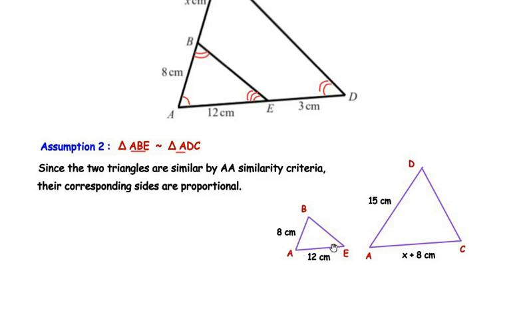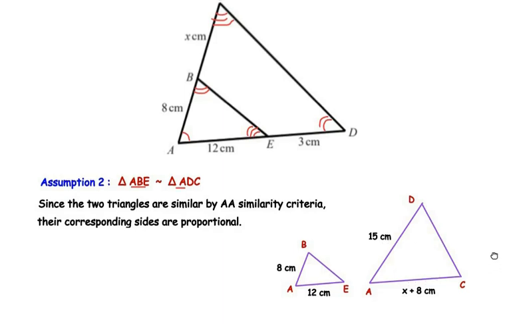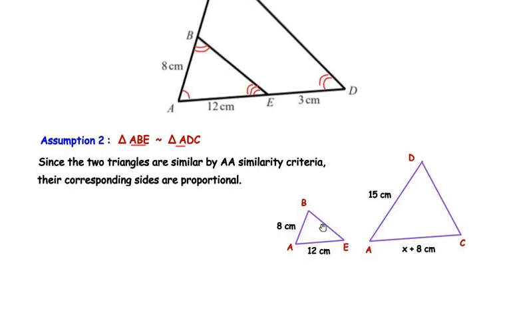So in triangle ABE, AB is going to be still 8 cm and AE is going to be 12 cm. Now in triangle ACD, the length of AD is going to be 15 cm and the length of AC is going to be x plus 8 cm. So the lengths have not changed, just their positions have got changed. Now since the two triangles are similar, their corresponding sides are going to be in the same proportion.